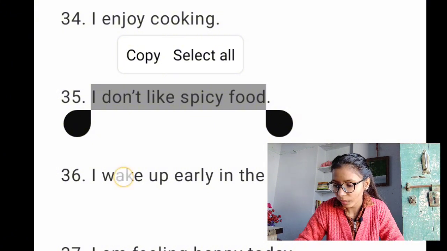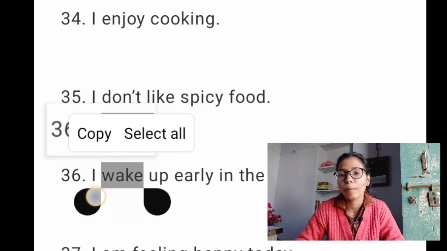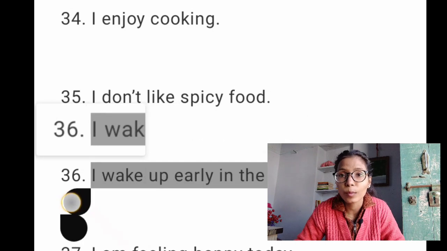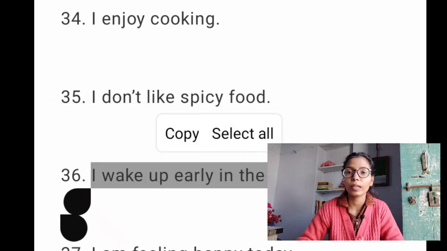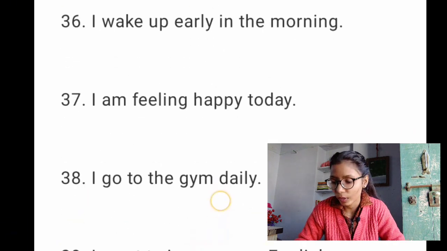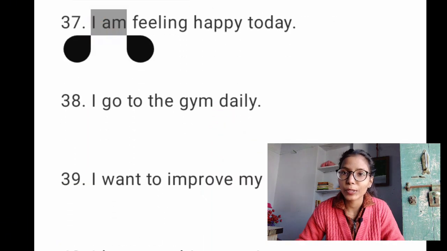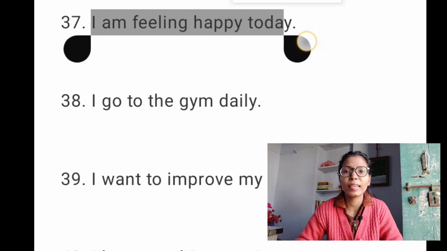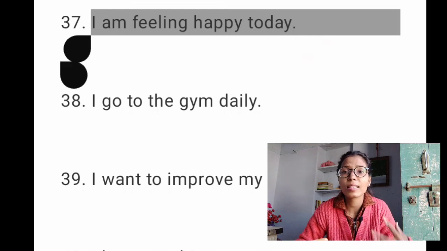Okay. I wake up early in the morning. मैं सुबह जल्दी उठता हूँ. I wake up early in the morning. I wake up late in the morning. I'm feeling happy today. I'm feeling angry today. I'm feeling sad today.